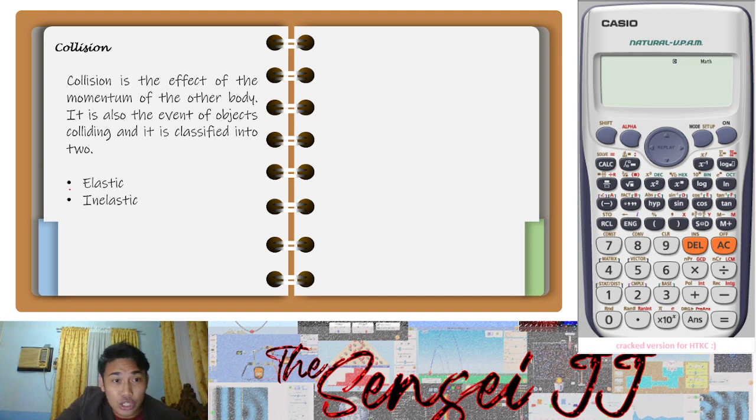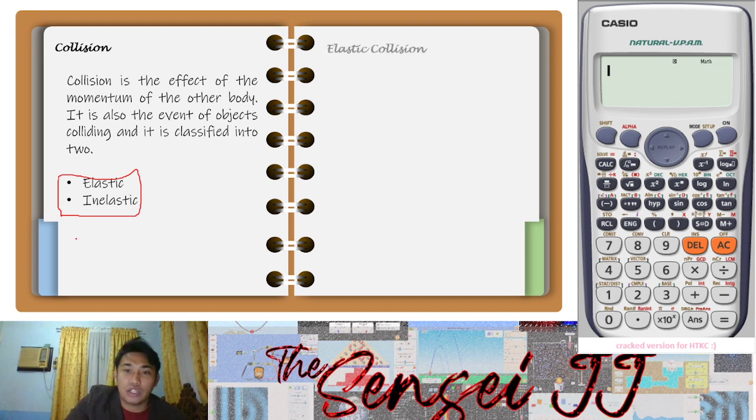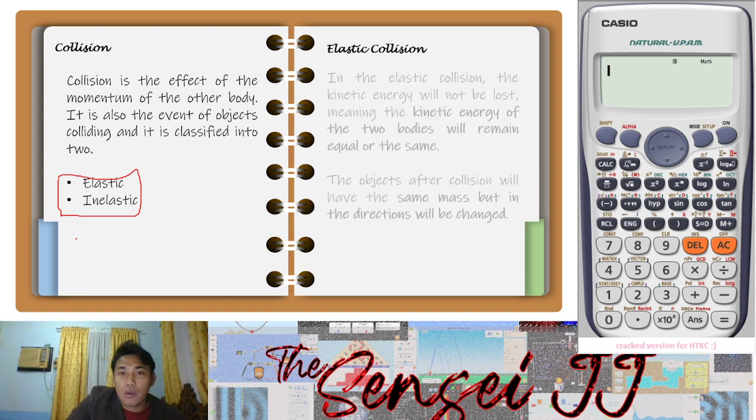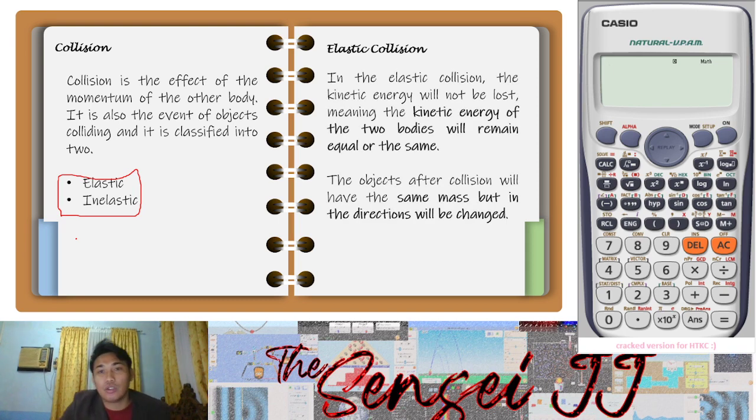there is a collision. They collide, and once they collide, there will be two results that will be happening when two objects collide. So it can be elastic collision or inelastic collision. So first, we have the elastic collision.